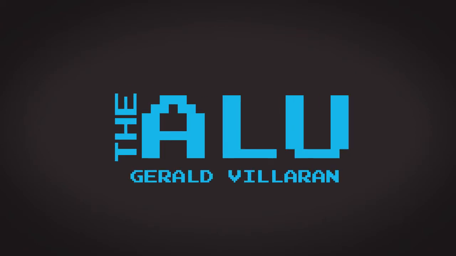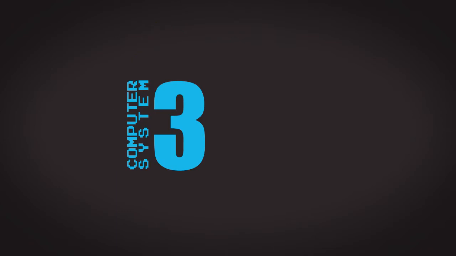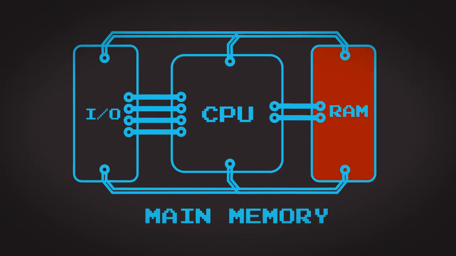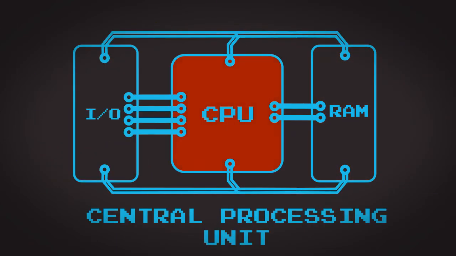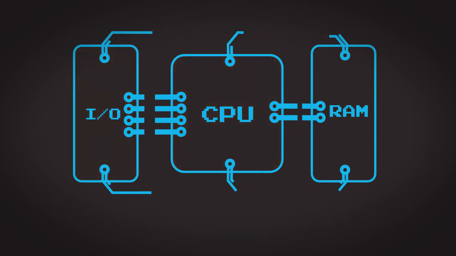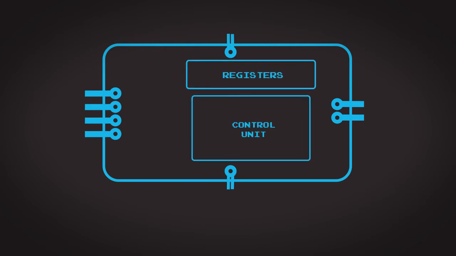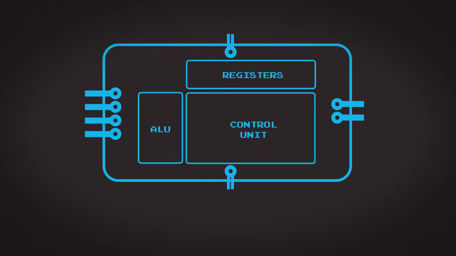Hi, in this video we'll talk about the arithmetic logic unit. A computer system has three major components: the main memory, the CPU or central processing unit, and the input and output system. Inside the CPU are three major devices: the registers, the control unit, and the ALU.